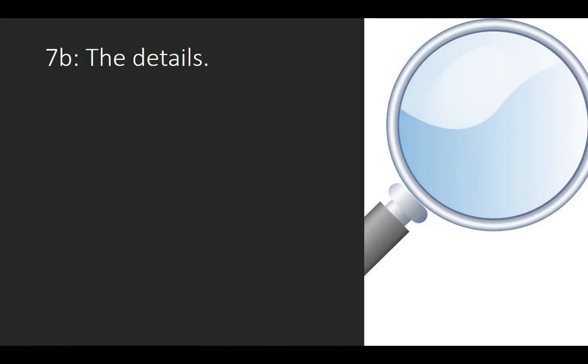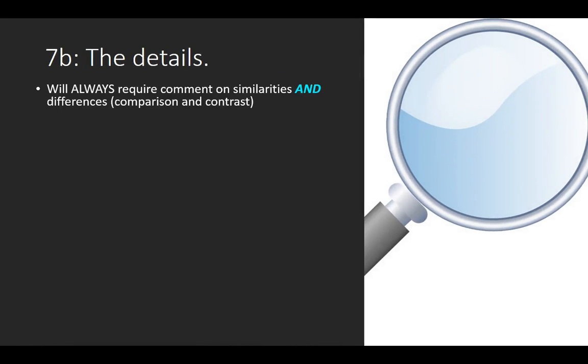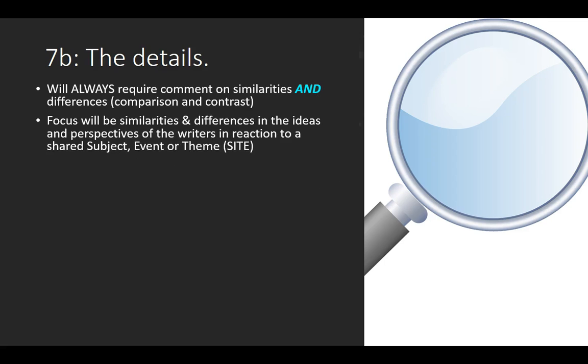So the details of 7B then. 7B is always going to require you to comment on similarities and differences. The response you provide must include comparison and contrast, so that's different to 7A. The focus for the question of 7B will always be the similarities in the way that the ideas and the perspectives, so the thoughts and the feelings of the writers, are conveyed to a reader through a shared subject, event or theme.